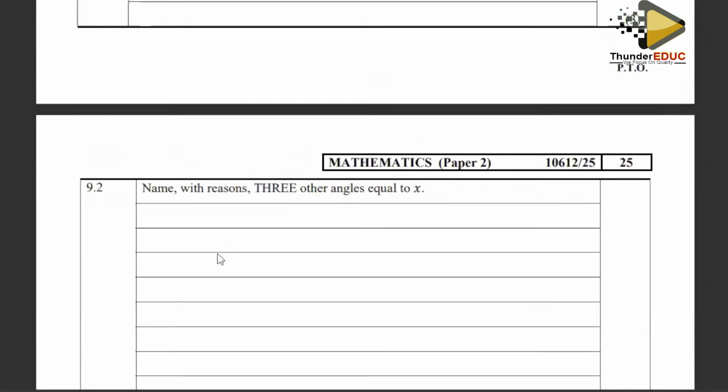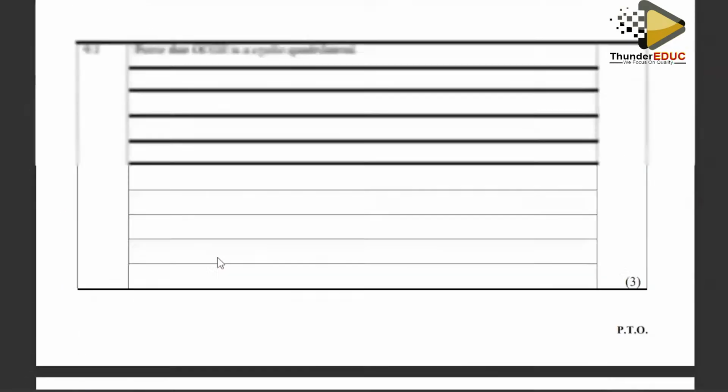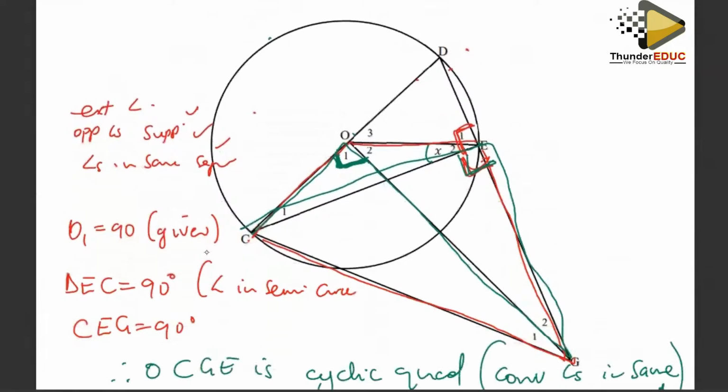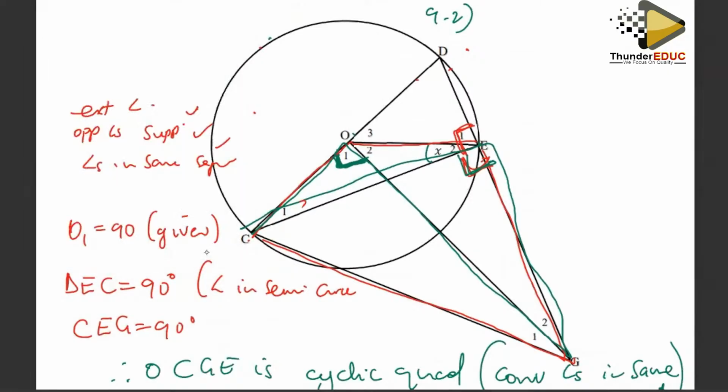And then name 3 other angles that are equal to x. I'll just write this up here because I don't want to scroll up and down. Okay, 9.2, angles that are equal to x. The first one, we have this one, C1. The reason, this is a radius, that's a radius. So angles opposite equal sides.